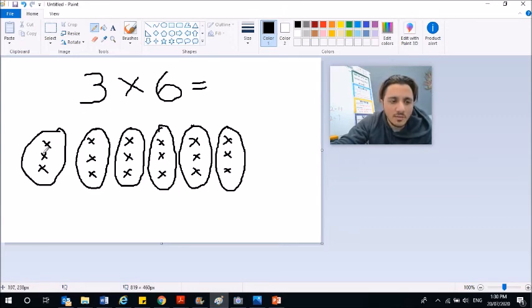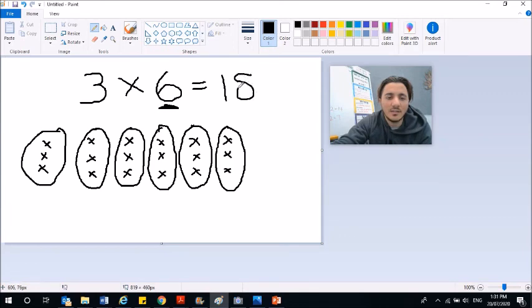I've got 3 crosses, or it could be anything. I've got 3 apples, and I want to multiply them by 6. So I need to have 6 groups. Do I have 6 groups? 1 group, 2 groups, 3 groups, 4 groups, 5 groups, 6 groups. And my answer would be, how many apples do I have altogether? So now I just need to count all my crosses to get my answer. Or I could count by 3s if I know my 3s. Let's go. 3, 6, 9, 12, 15, 18. So 18 is the answer.